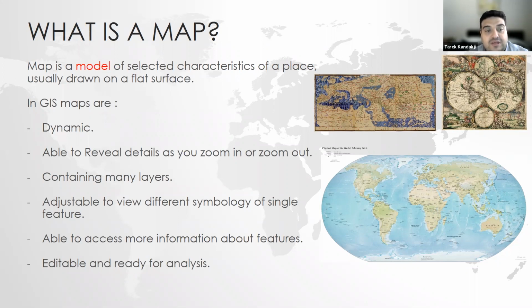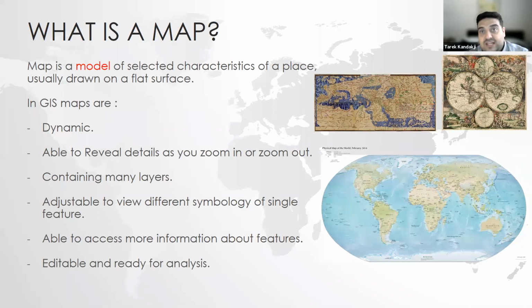The other characteristic of maps is that they are able to access more information about features. Each layer you have is a feature, and there is information associated with that feature. So it's very important to understand this concept. You have a lot of information that you want to analyze, you want to understand, you want to show to people. Then this information is associated with the feature you have, and you can access it.